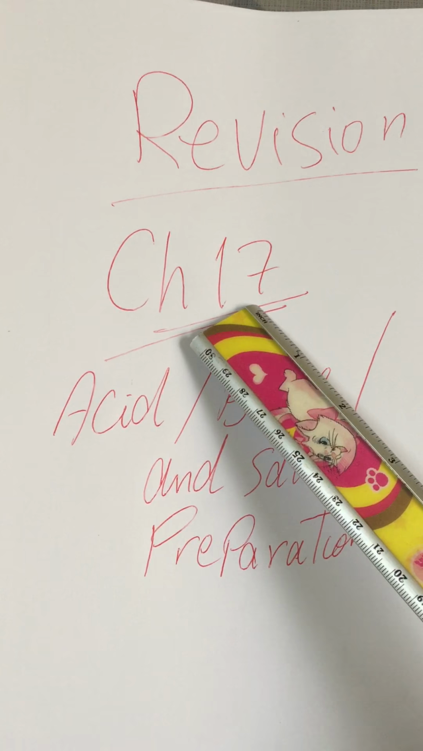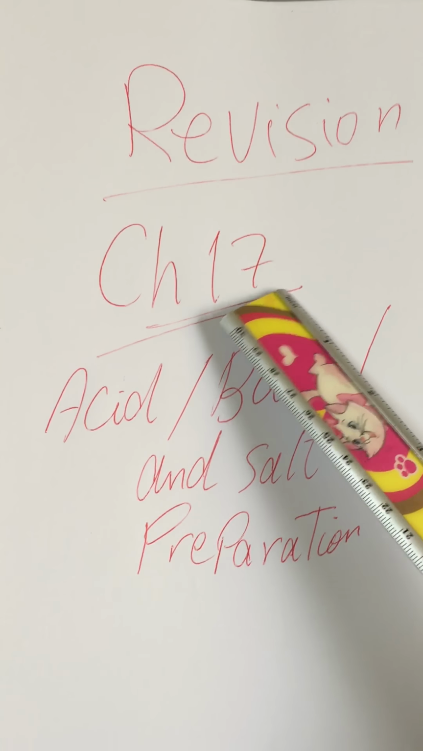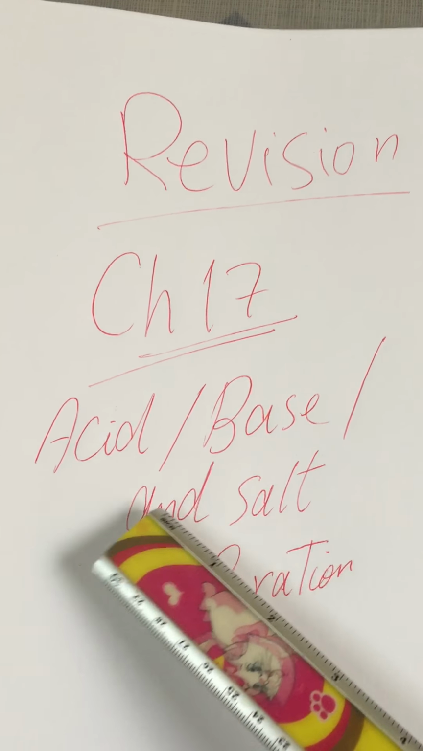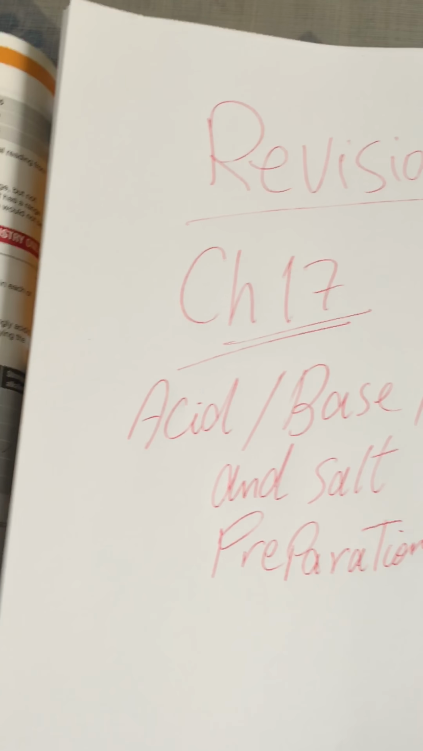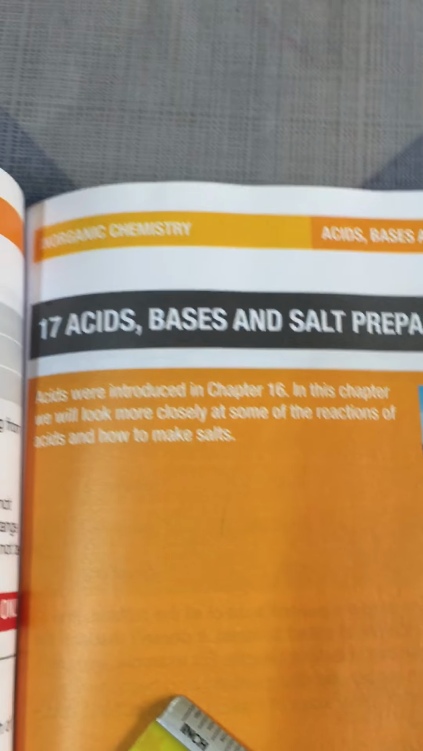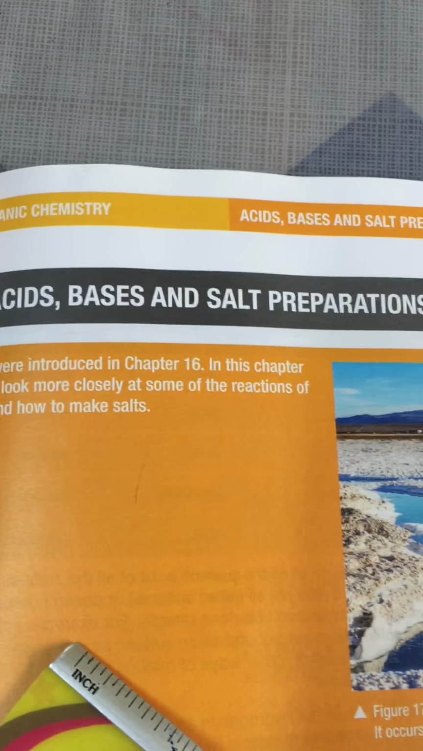Chapter 17, one of the very important chapters in chemistry. This chapter talks about acids, bases, and salt preparation. Okay, this chapter in your book is on page 173. Page 173, chapter 17, acids, bases, and salt preparation.